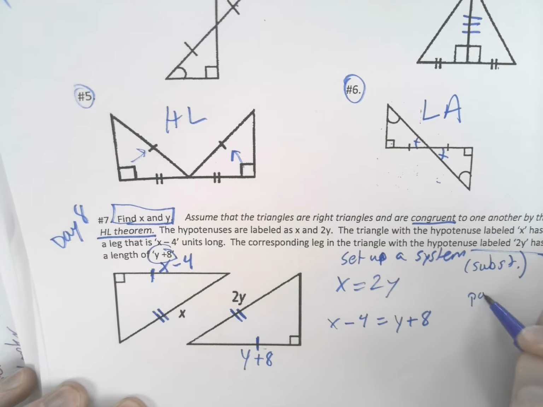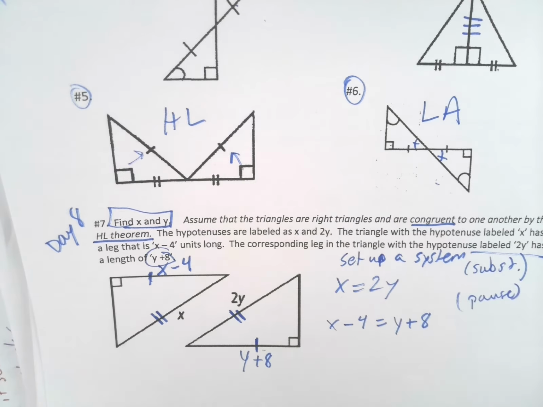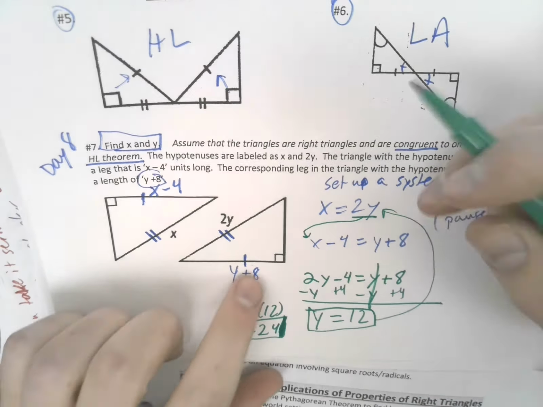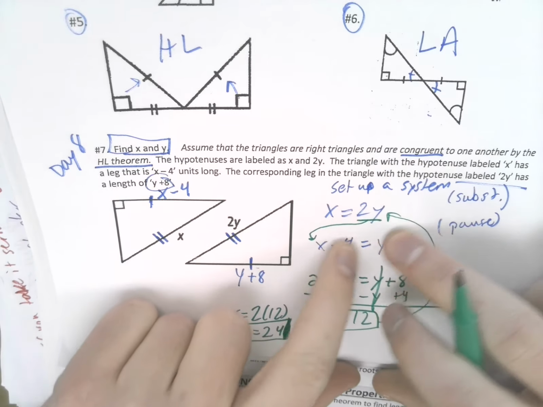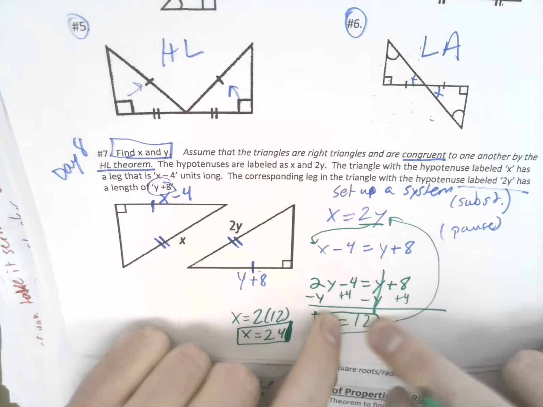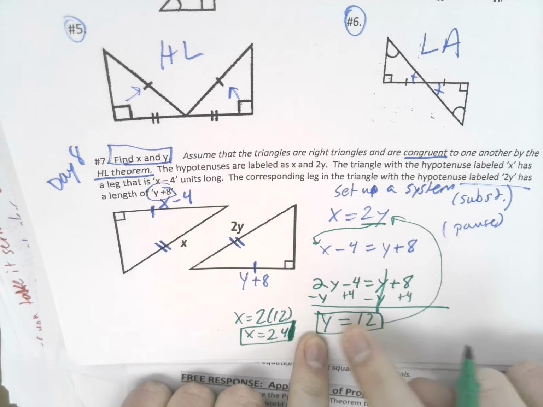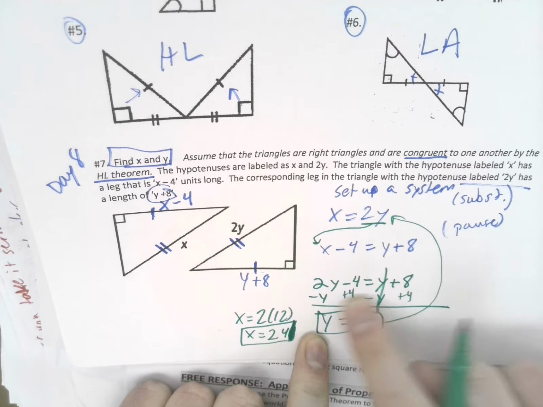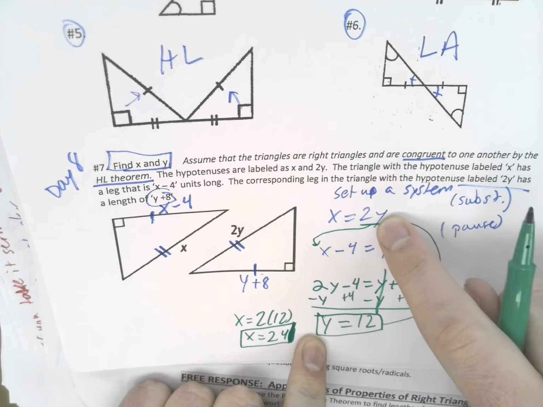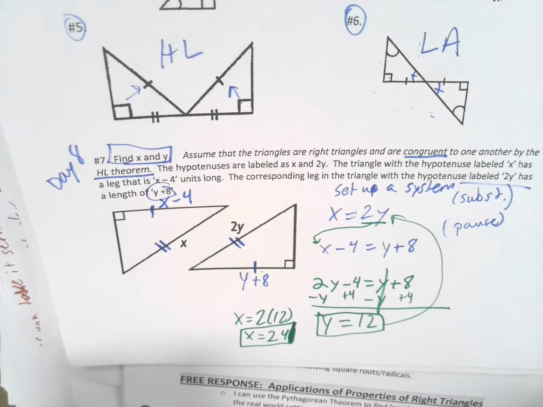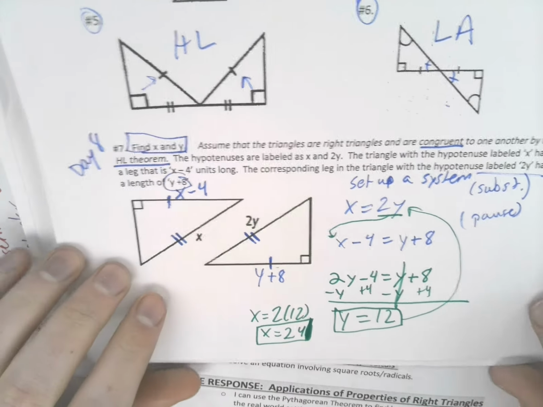Go ahead and pause and work it out. Okay, so we substitute 2y in for x in this equation. Work it out. You get y equals 12. Subtract y over, add 4 over. Once you find that, you can plug that back in to our top equation. 2 times 12 is 24 for x. So there's our x and y.